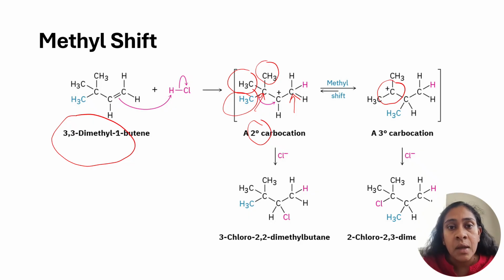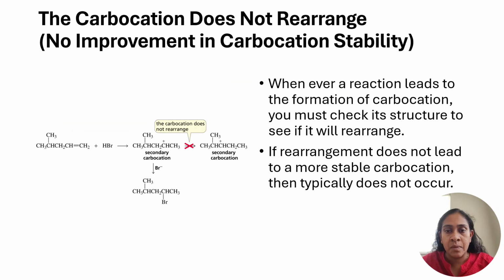So remember, if a hydride shift is not possible, check whether there is an alkyl group, commonly a methyl group, that can shift to produce a more stable carbocation. However, we shall not assume that every carbocation will rearrange. A rearrangement generally occurs only when it produces a more stable carbocation.